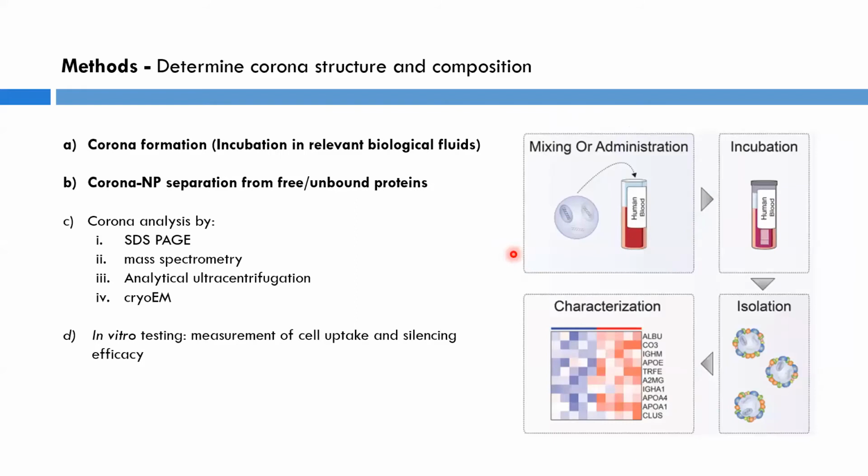First, in order to determine this correlation between the corona and targeting, we need to determine the corona composition. And to do so, LNPs need to be incubated in relevant biological media, and afterwards, these corona nanoparticle complexes have to be isolated and characterized by different analytical techniques, such as, for example, SDS-PAGE or mass spectrometry. And then these LNPs can be tested for cellular uptake and silencing efficacy as well.